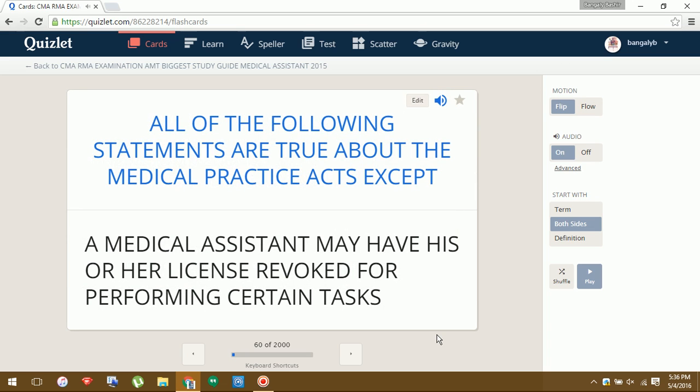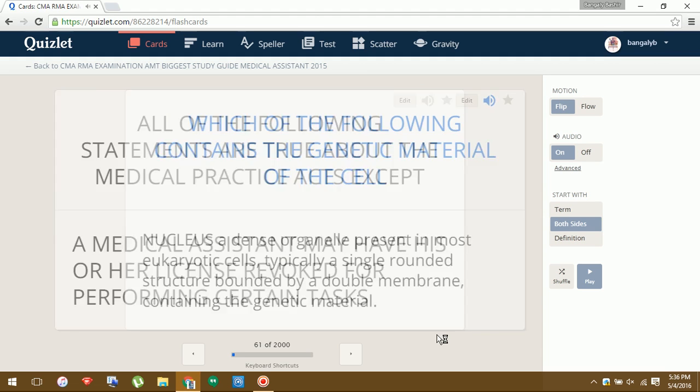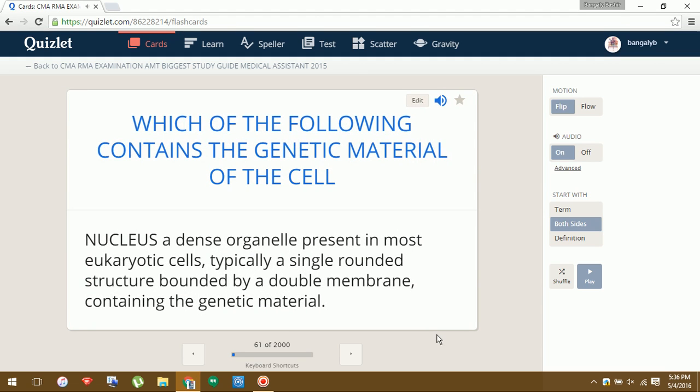All of the following statements are true about the Medical Practice Acts except a medical assistant may have his or her license revoked for performing certain tasks. Which of the following contains the genetic material of the cell? Nucleus, a dense organelle present in most eukaryotic cells, typically a single rounded structure bounded by a double membrane containing the genetic material.